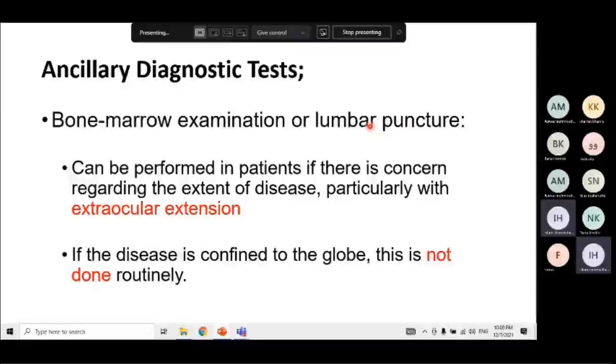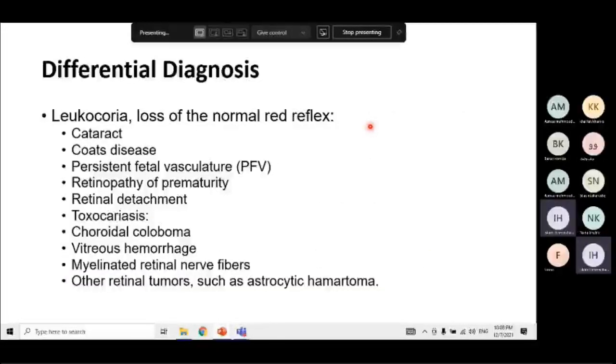Bone marrow testing or lumbar puncture are done by the pediatric oncologist if needed. We have to differentiate it from other causes of the leukocoria. Most important is Coats disease and the retinopathy of prematurity, cicatricial retinopathy of prematurity, or cicatricial persistent fetal vasculature.